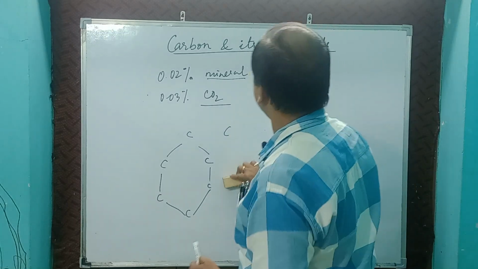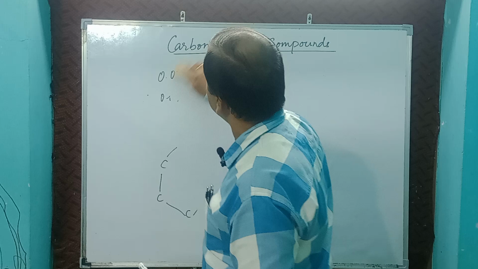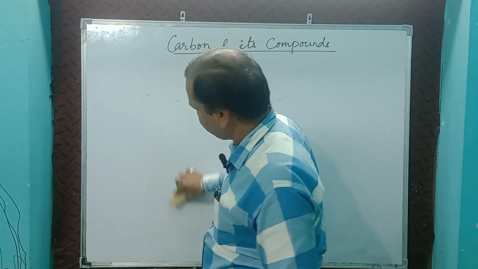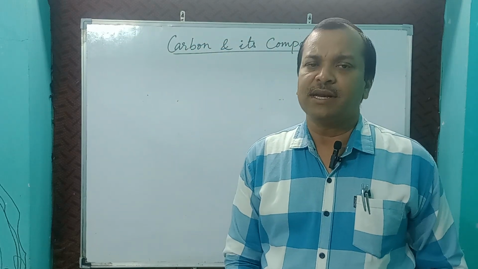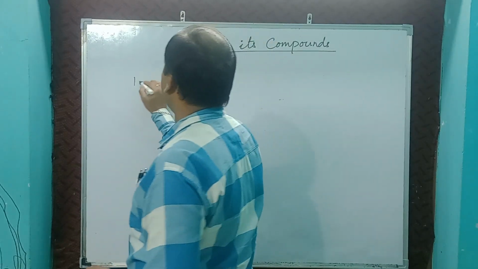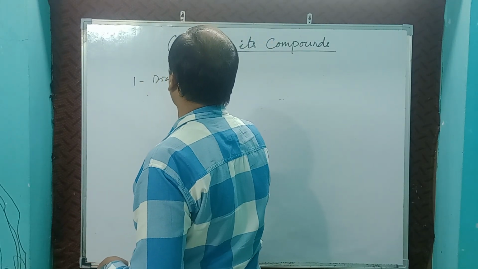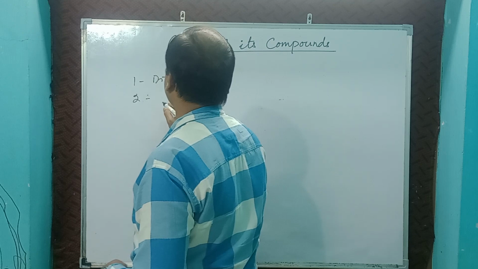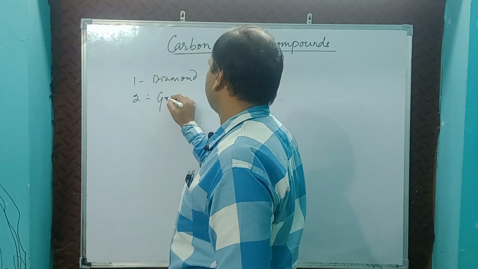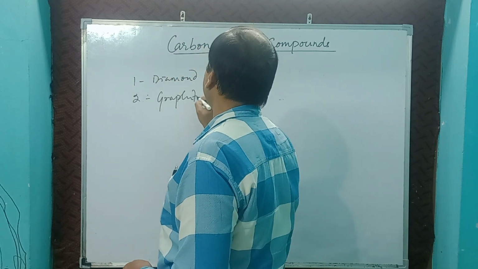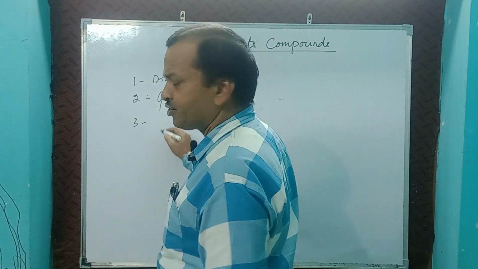Carbon has some allotropes. What are the allotropes? Let us discuss. Diamond, graphite and fullerenes. The first allotrope is diamond. Second one is graphite. Third one is Buckminster fullerene.